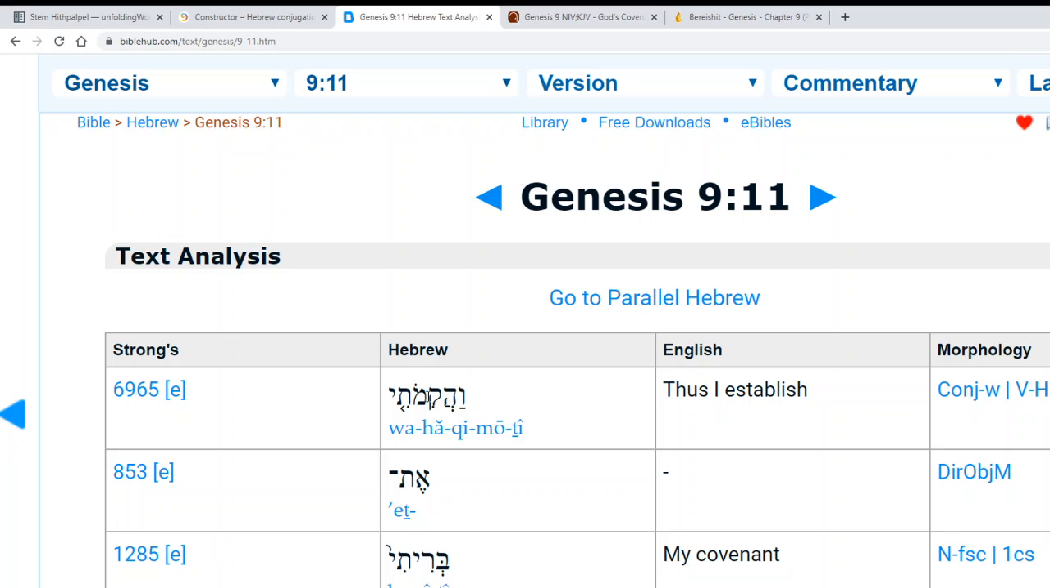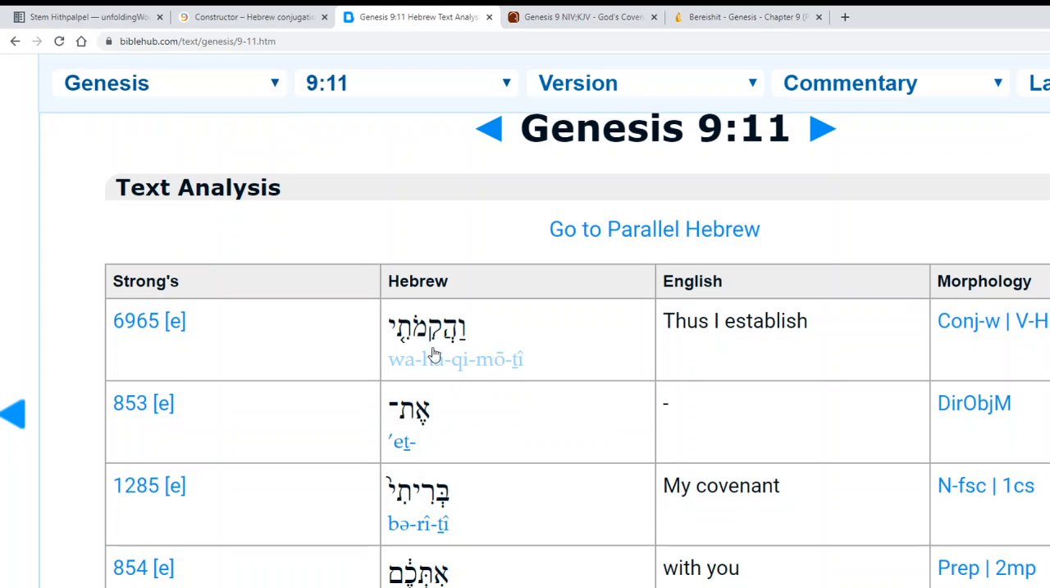conjunctive vav, hakimoti is in the hifil, right? So this is the root we talked about, which I believe is qof vav mem, to establish, to hold up, right? Hakimoti, and it's in the hifil, perfect, and I have established. So thus I establish. Because it's in the perfect, the vav is kind of flipping it. I will establish, hakimoti.